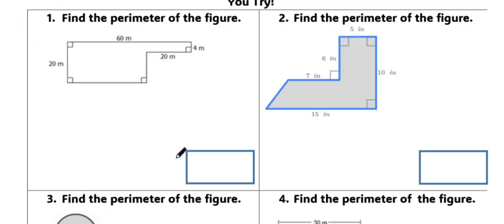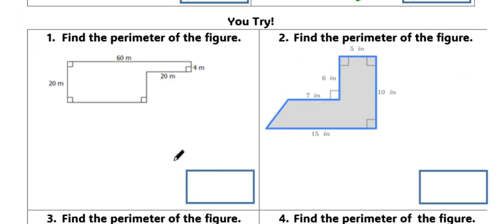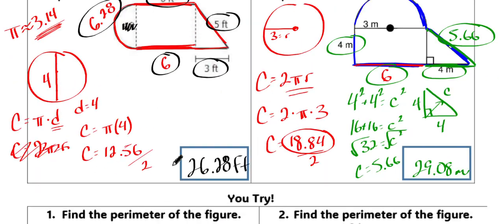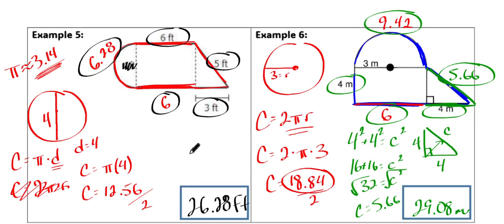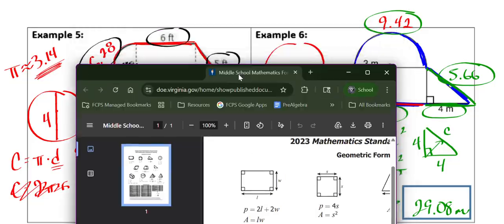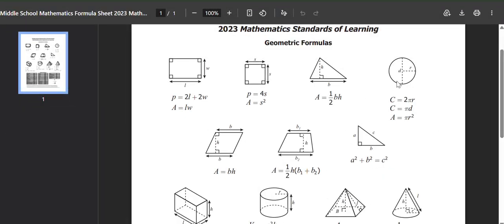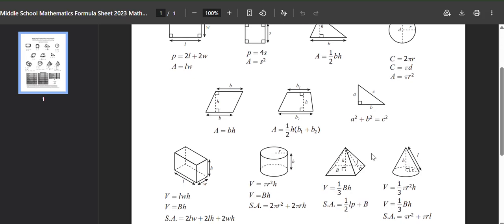All right, you're going to spend some time working on this. You try on your own. If you need to go back to the video, rewatch the video. These shapes are exactly like the shapes that you're seeing here. Use that to help you. Also, use the formula sheet. If you get stuck, this formula sheet describes everything in the shapes that you're going to see and how to use them.